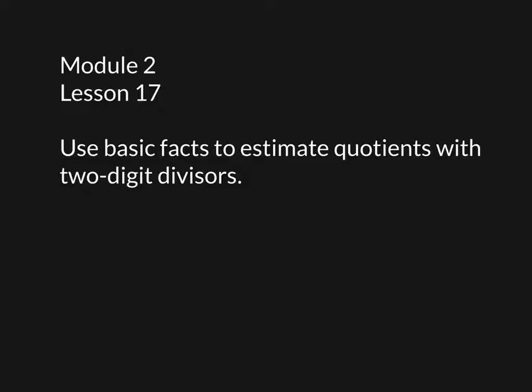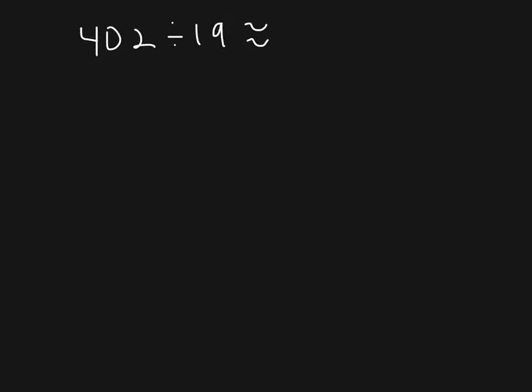Hello everyone. Today we're working on Module 2, Lesson 17, and we'll be focusing on estimating. We're going to use basic facts to estimate quotients of problems that have two-digit divisors. And we'll be estimating using a method that's a little bit different than the others that we've used this year. And we'll be relying heavily on what we call compatible numbers.